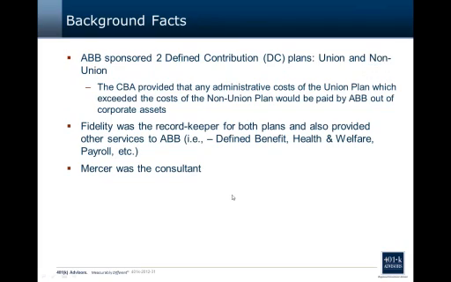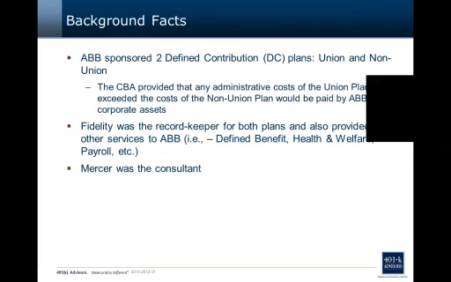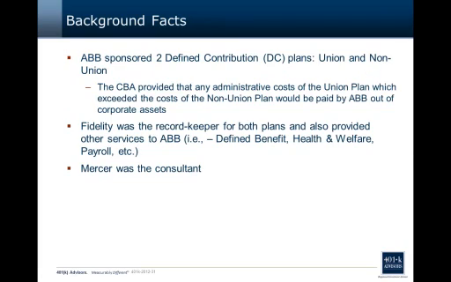So ABB was a sponsor of two defined contribution plans, a union and a non-union plan. And within the collective bargaining agreement, there's a provision that said any administrative cost of the union plan which exceeded the cost of the non-union plan would be paid for by ABB corporate out of corporate assets. Fidelity was the record keeper for both plans, and they also provided other services to ABB: defined benefit administration, health and welfare administration, and payroll services. Mercer was hired along the way as an independent consultant to do an assessment of the fees.